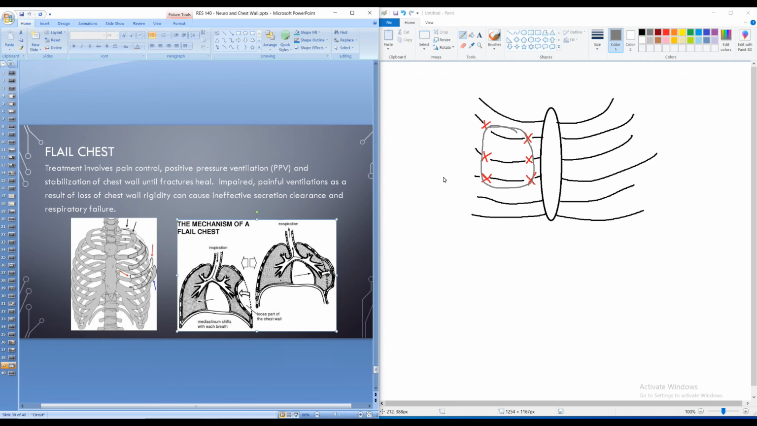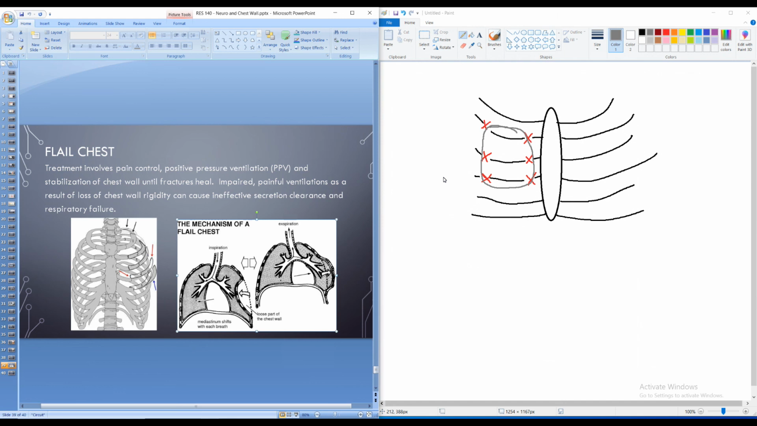So what should we do about treating this? Obviously, a lot of it is going to involve pain control. The patient's probably going to need positive pressure ventilation, at least for a little bit, just to make sure that they can ventilate while their chest wall is being stabilized. The stabilization is actually done surgically, whether they have to go in and put little pins or whatever in to piece the ribs back together, or however they end up doing it.